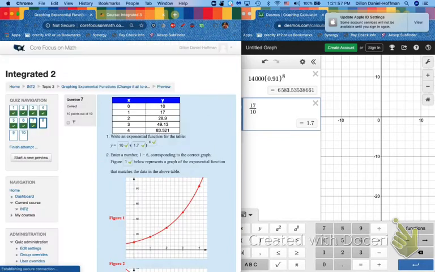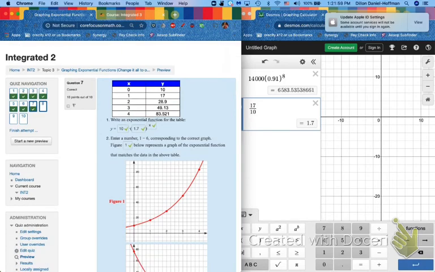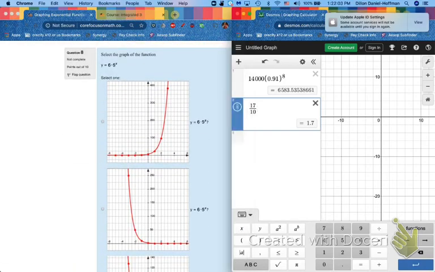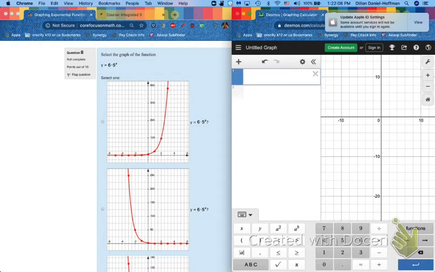If you don't already have your Desmos calculator out, you will need it for number 8. Because for the first time, as I previewed before, we have no table. So we're going to need to type in our graph here. Y equals 6 times 5 to the x.